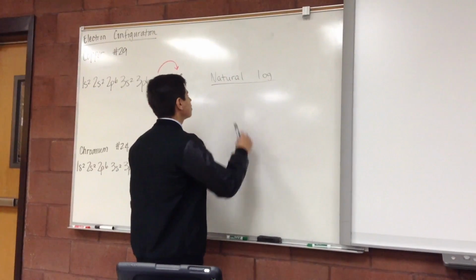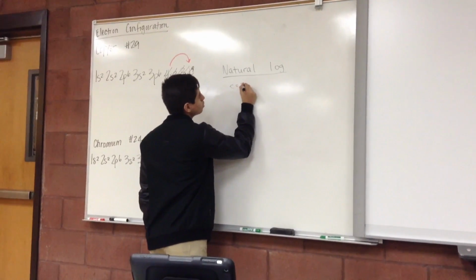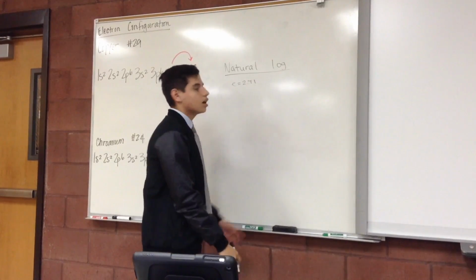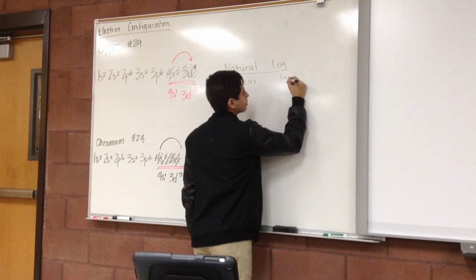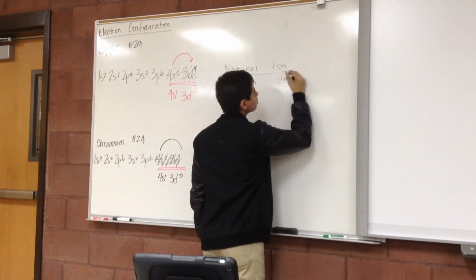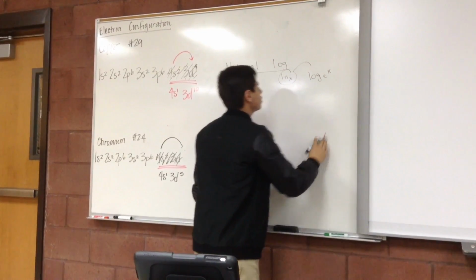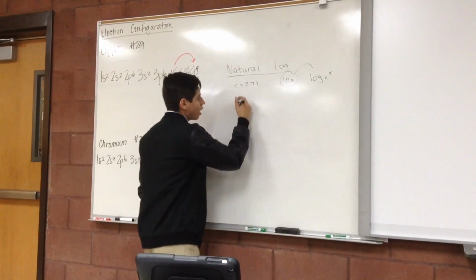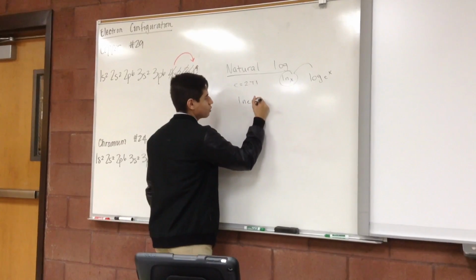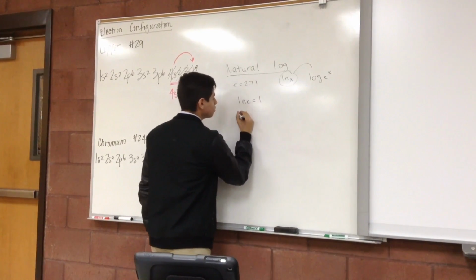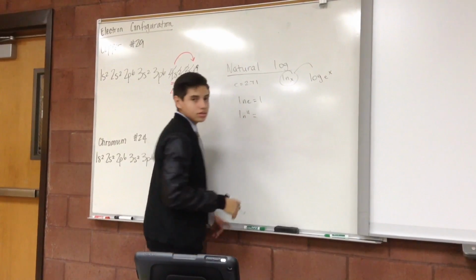Alright, so now we're going to deal with natural log. Natural log has a base of e, and e is approximately 2.71. It can be written as ln of x, and this also means log base e of x. Okay, so an example would be ln of e. You just plug that into your calculator and you'll get 1. Another example would be ln of e to the 4. You plug that into your calculator and you get 4.